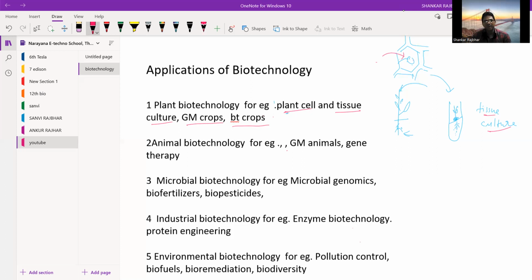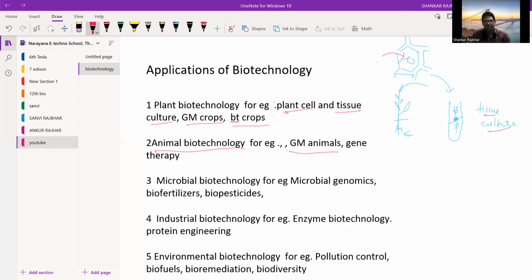Coming next to animal biotechnology. We are using biotechnology in animals, so name it animal biotechnology. For example, we have genetically modified animals. You know that we need genetically modified animals to test various medicines, eye drops, and so many things. Animals should be strong or weak depending on the need of the particular medicine we have to check. So we can modify the animal as per our requirement.